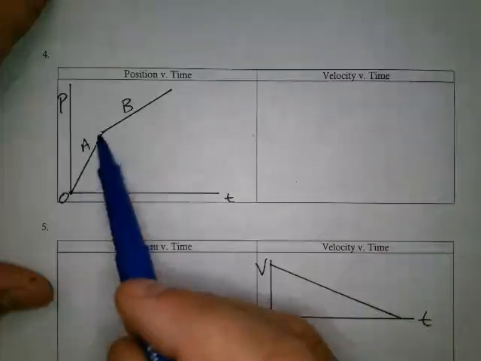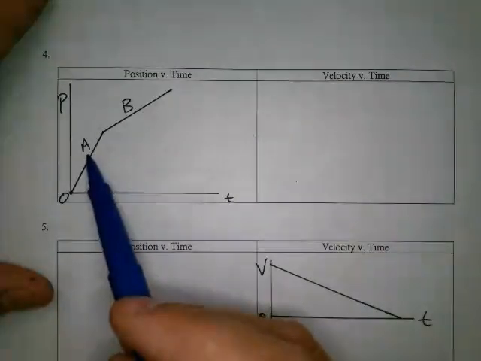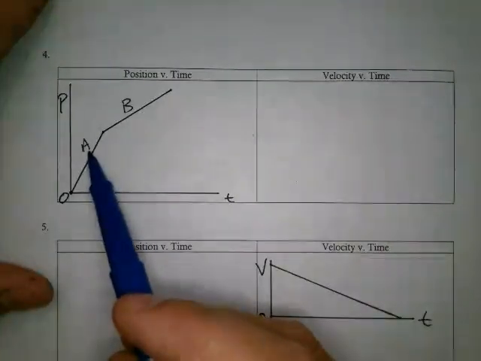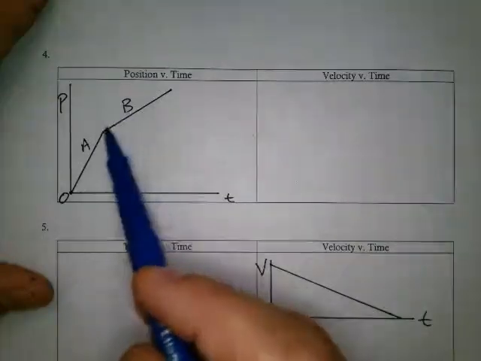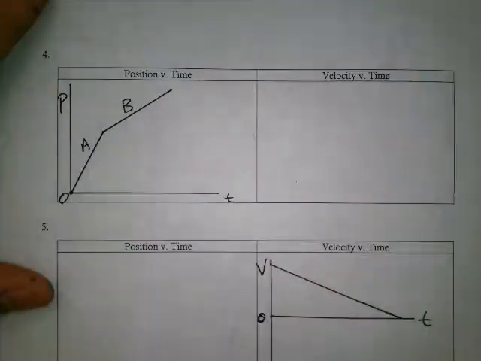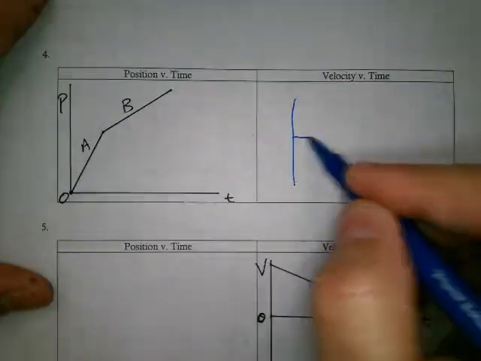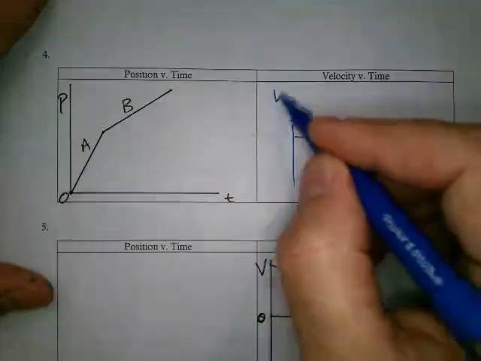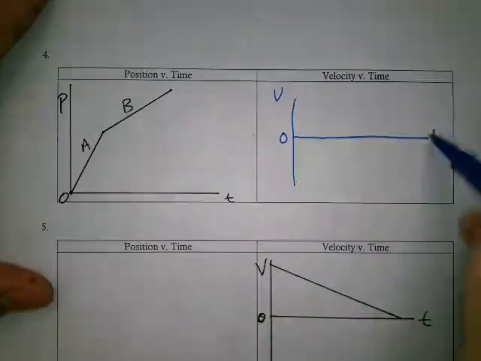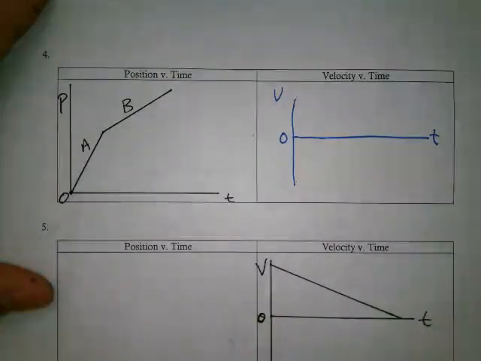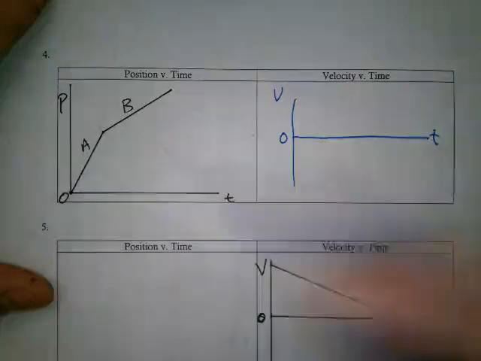These lines are both straight, which means they have constant slope. So A has a constant slope, therefore a constant velocity. B has a constant slope, and therefore a constant velocity. So if we draw the velocity time graph, there we go, there's velocity, there's 0 velocity, there's the time axis. And so we know these are both moving away from the origin.